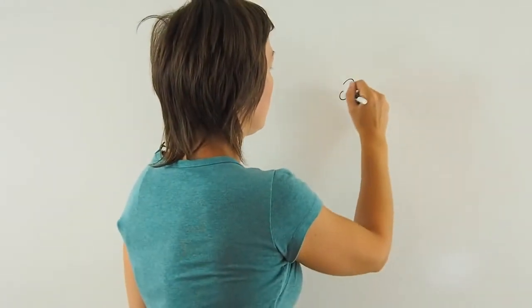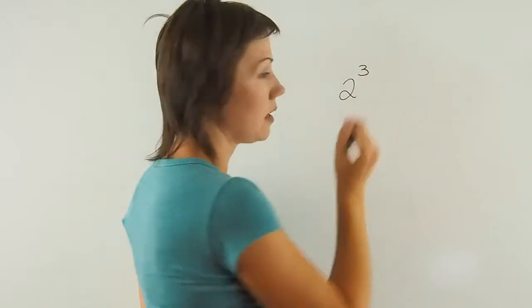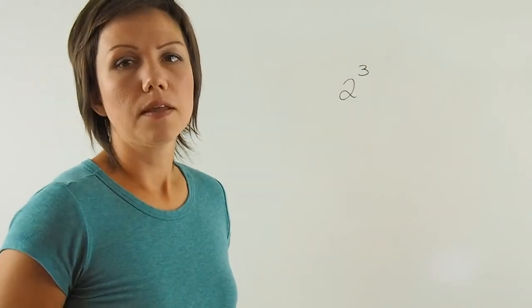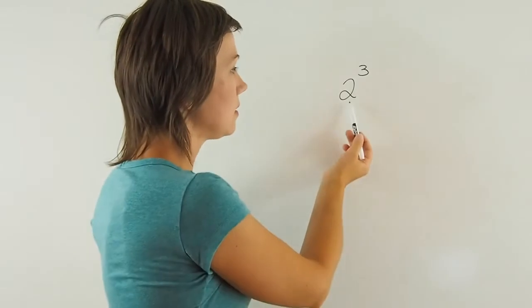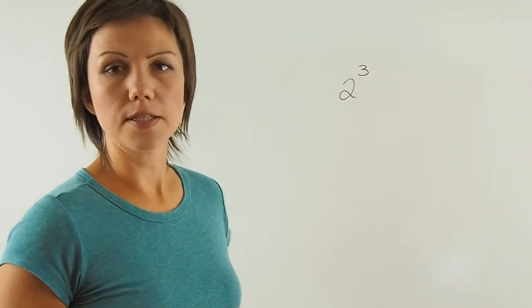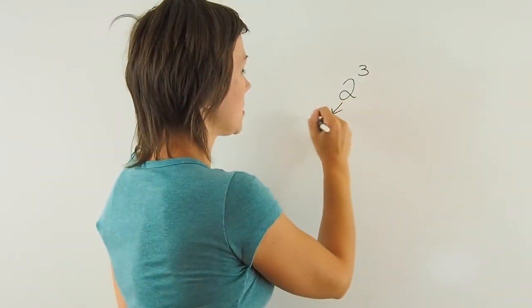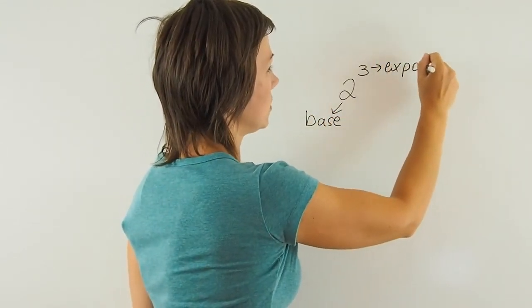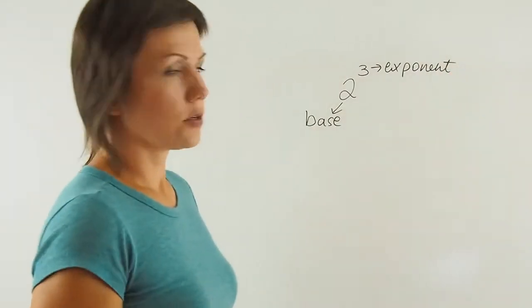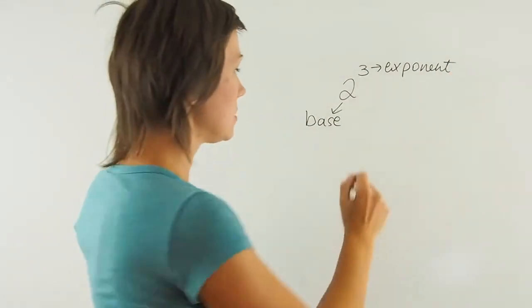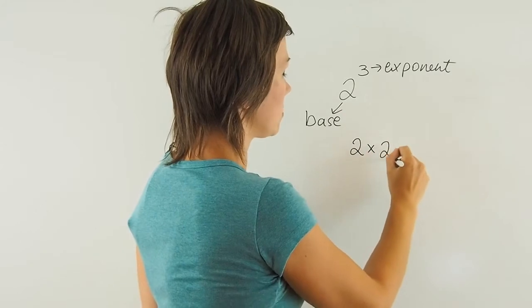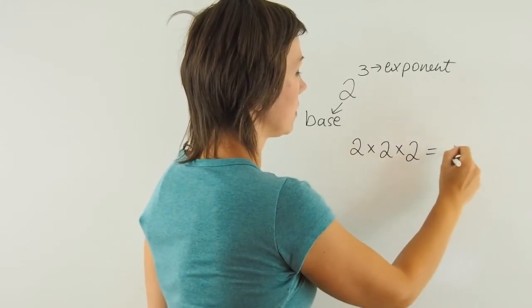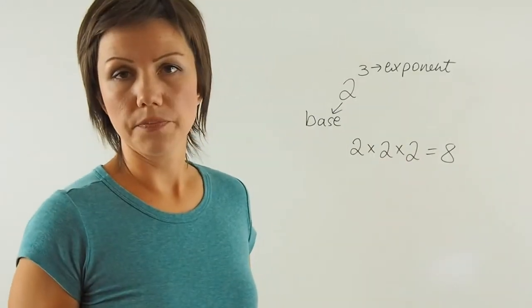So let's look at exponents. An exponent is a little number at the top of a big number that shows us how many times this number was multiplied by itself. 2 in this case is the base, 3 is the exponent. So 2 to the exponent 3 means 2 times 2 times 2, which is equal to 8.